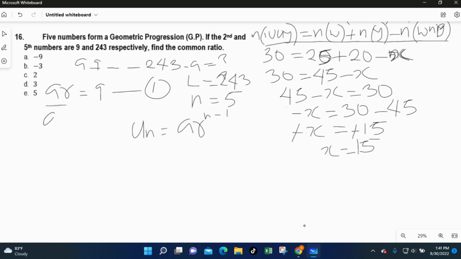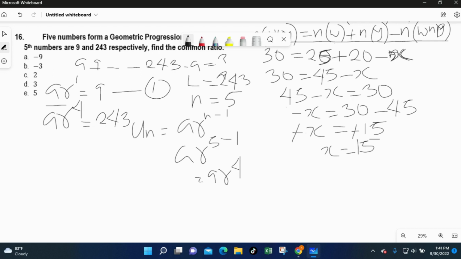Now we'll look at the fifth term. The fifth term is going to be AR raised to power 5 minus 1. 5 minus 1 will give us AR raised to power 4. So the fifth term will be AR raised to power 4, equal to 243. Now, we don't have a need of the rest, so we are going to cancel all these because they are not necessary.